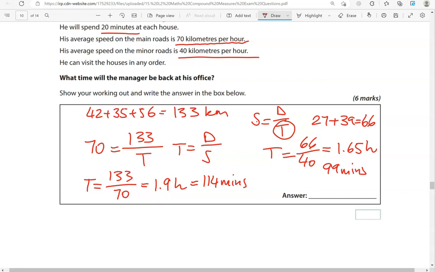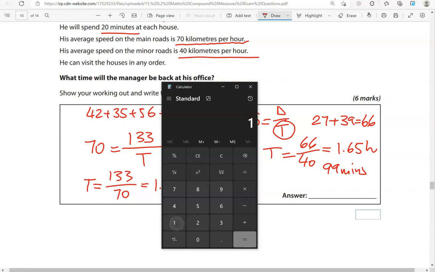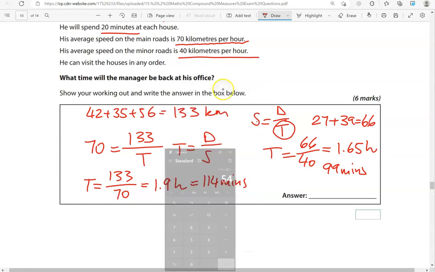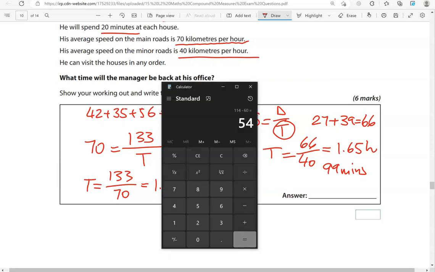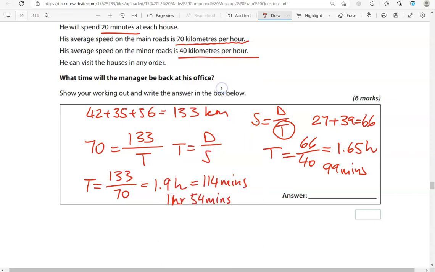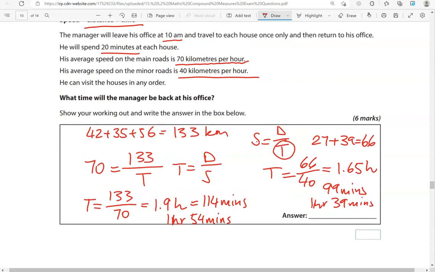So for the main roads, 114 minutes. If I take away 60, which is 1 hour, we get 1 hour and 54 minutes. 99 minutes. If I take away 60, it gives me 39. So 1 hour and 39 minutes. That is for the minor roads.